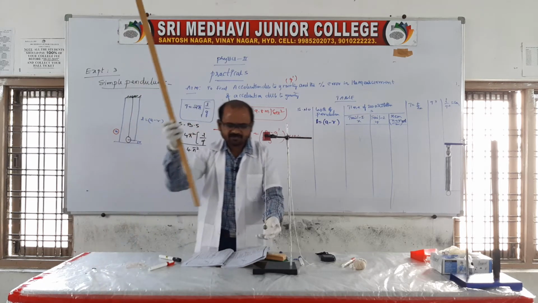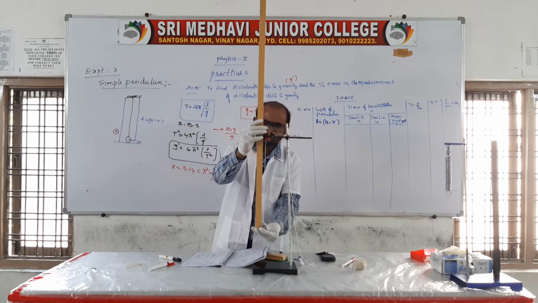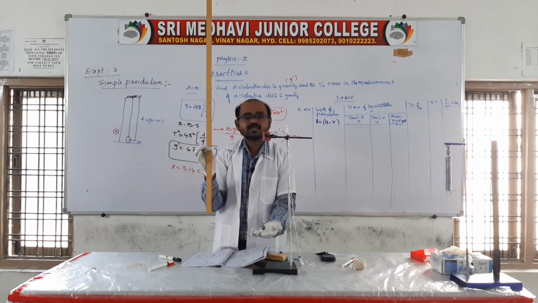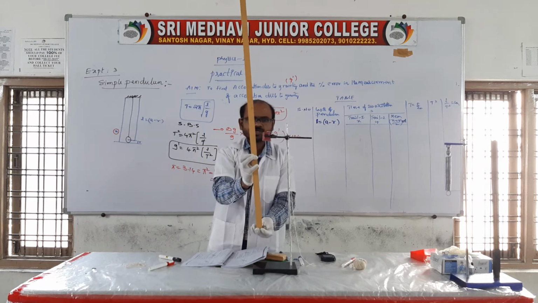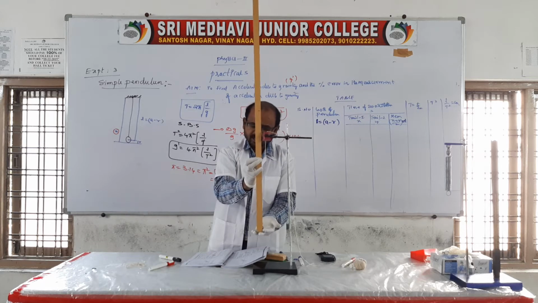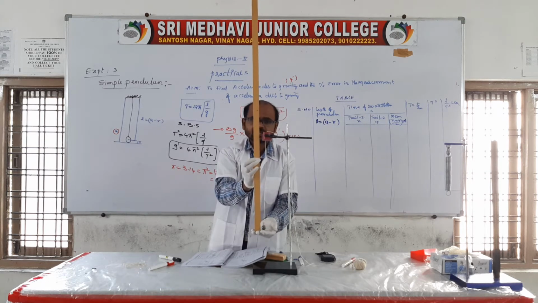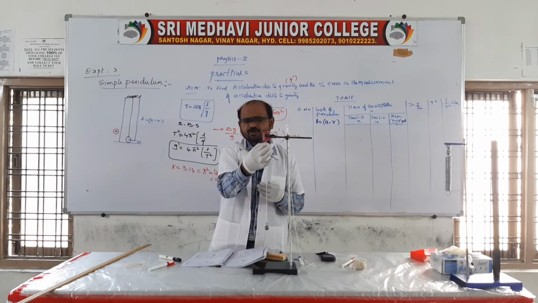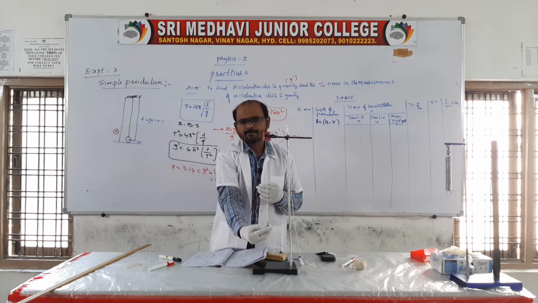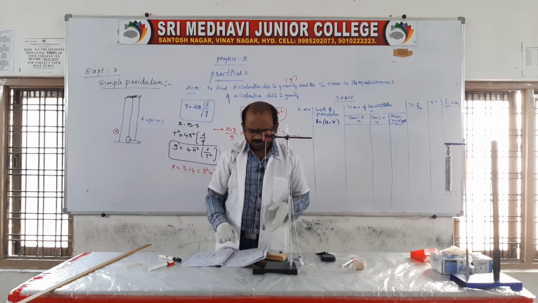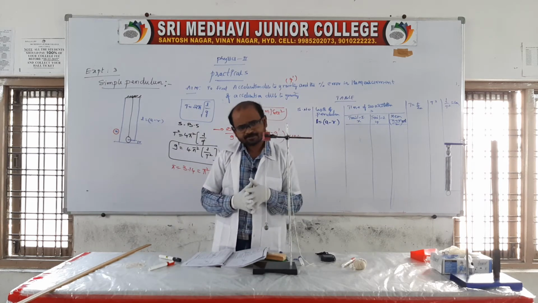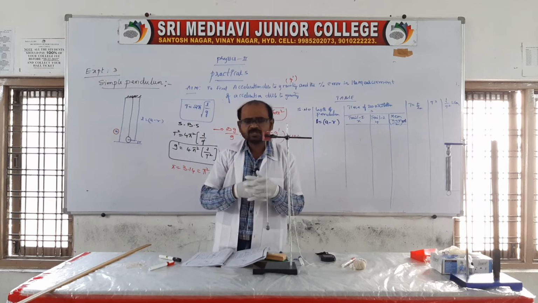Suppose the length taken here is 36 centimeter till the end of the bob, so we can say it is A. What is meant by the length of the pendulum? The length of the pendulum is from the point of suspension to the center of the bob. For that purpose we should know the radius of the bob. Then we should get the radius of the bob by using a vernier. Of course, I will tell you the r value.